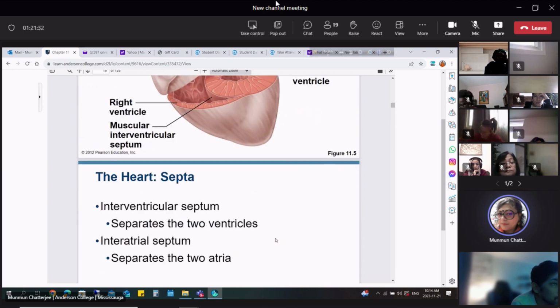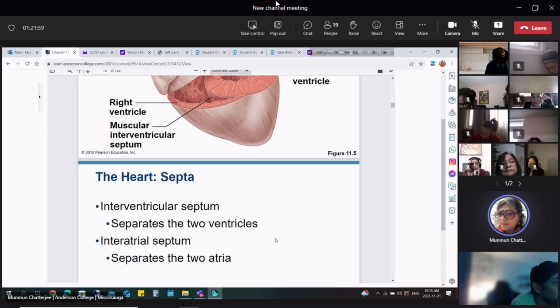So now we are telling that there are 4 chambers, 2 atria, 2 ventricles. How does it happen? It needs to be separated between the right and left, right? So for that there is a septum, or the division.